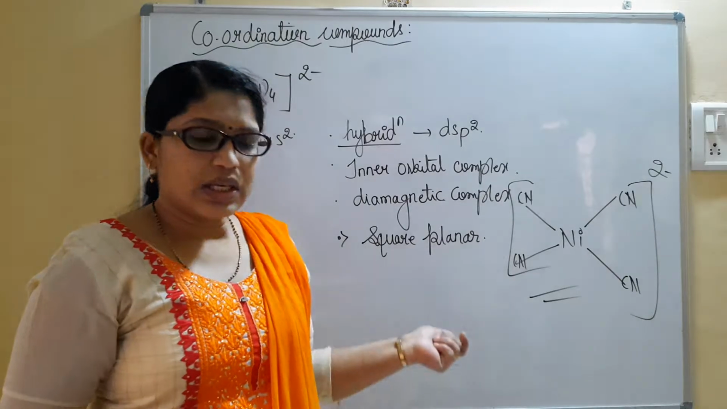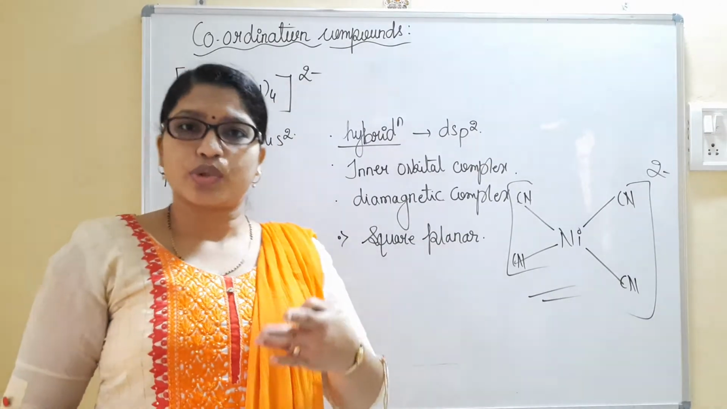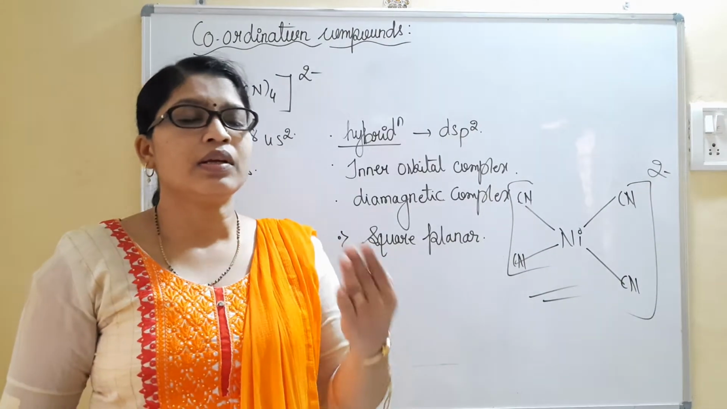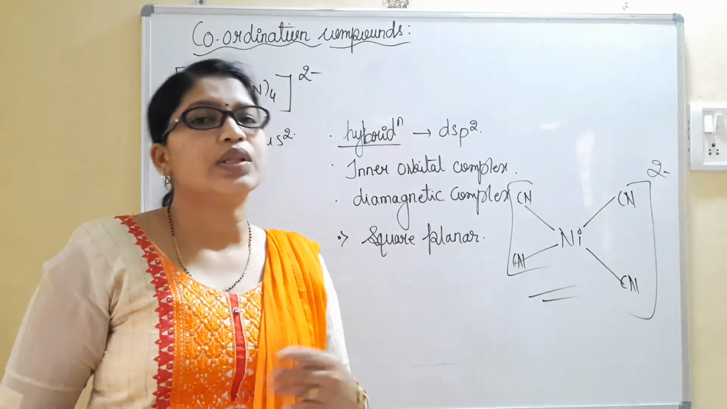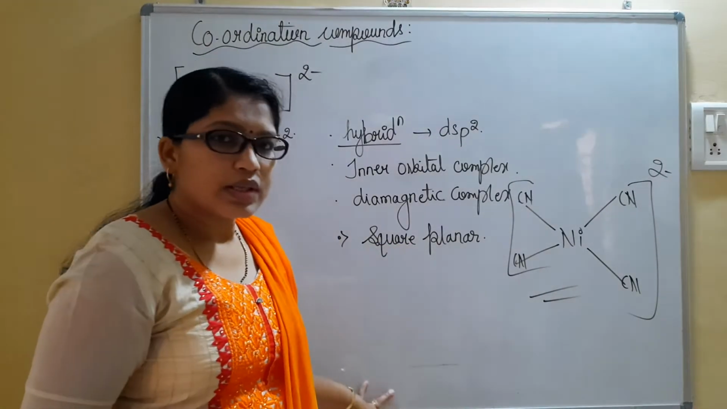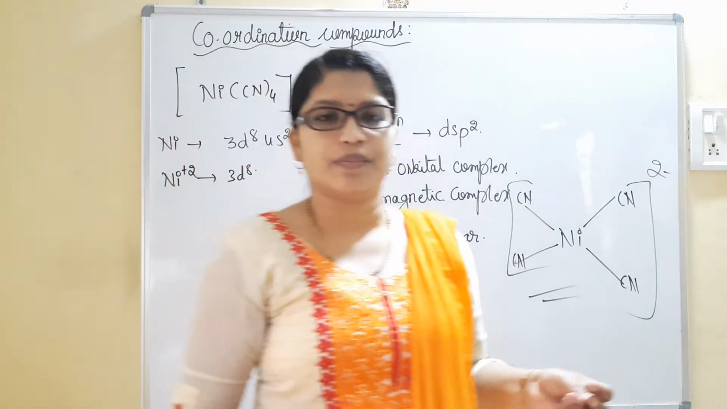So we'll see what the drawbacks of valence bond theory are. In order to overcome the drawbacks of VBT, we will study in detail the next theory, crystal field theory. Please do copy this. We'll move to the drawbacks, then we'll move to the crystal field theory.